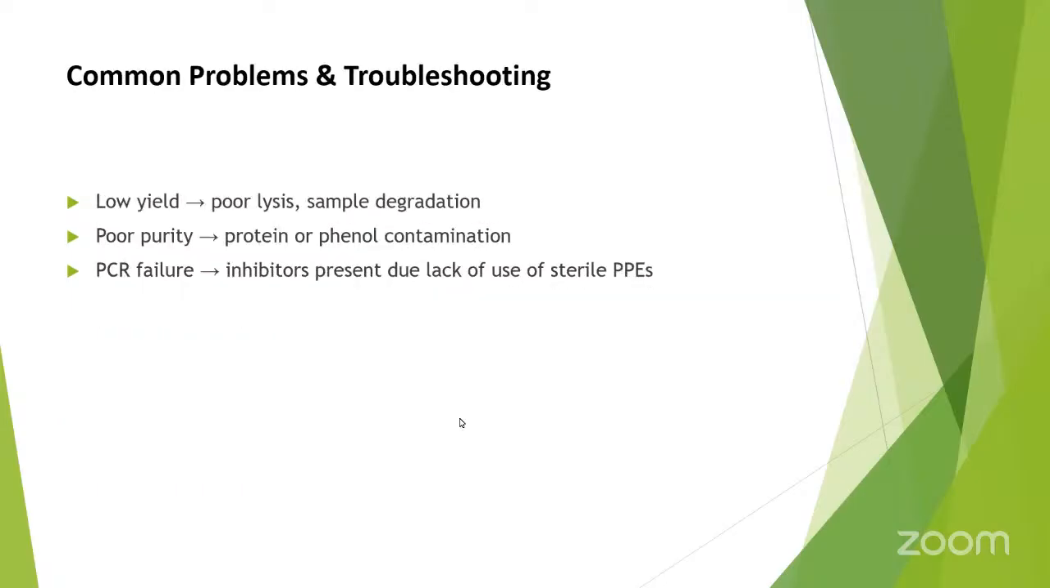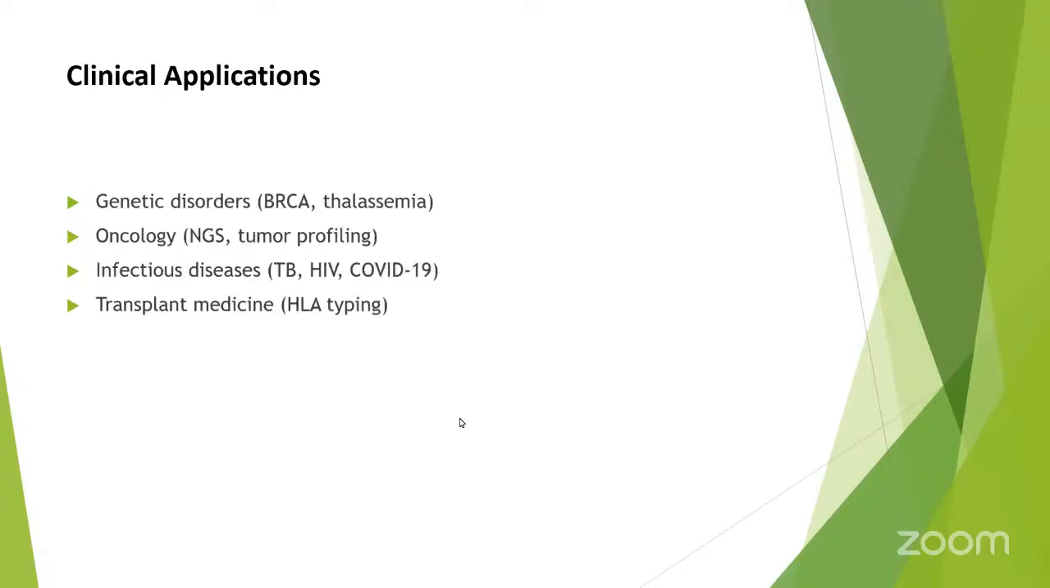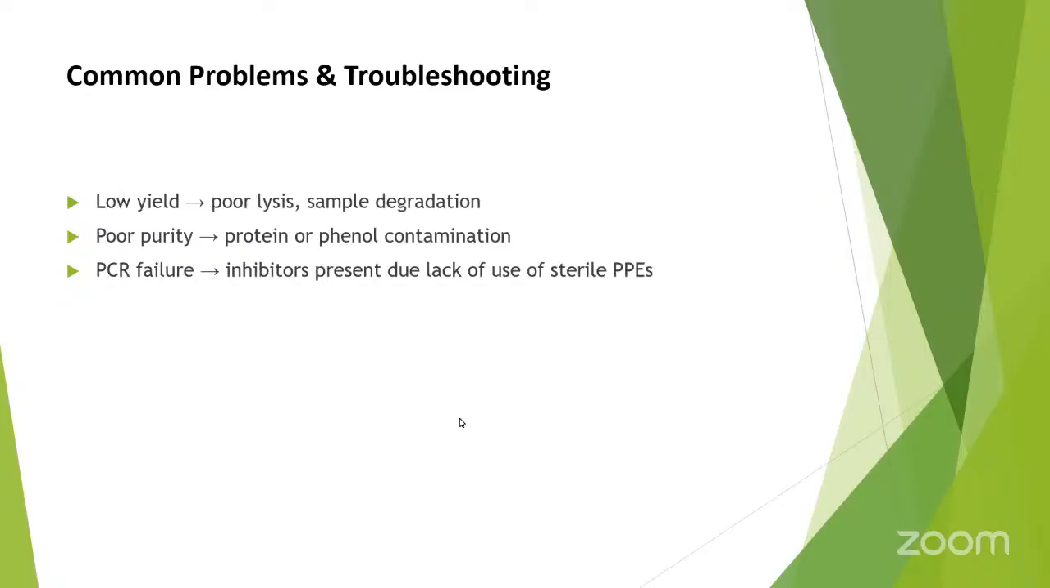Now, the common problems that are normally faced during DNA extraction. One is low yield, caused by poor lysis or sample degradation. Second is poor purity, because of protein or phenol contamination. There is also PCR failure, and this is due to inhibitors present, due to lack of the use of sterile PPEs.